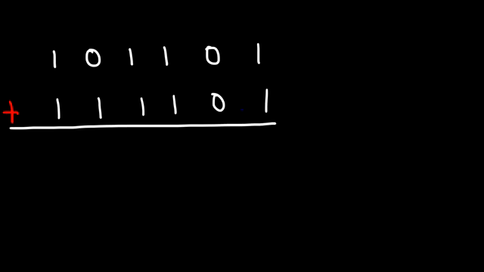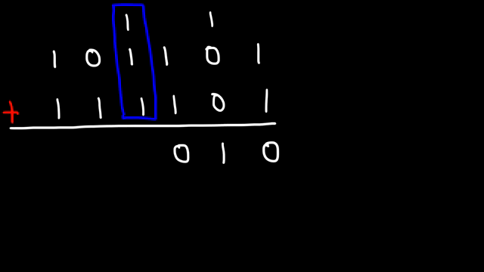So let's start from the first column on the right side and work our way towards the left. 1 plus 1, we know that it's going to give us 0, but we need to carry over a 1 to the next column. 1 plus 0 is going to be 1. And then in the third column, we have 1 plus 1, which is 0, but we got to carry over a 1. Now for the fourth column, we have 3 1s.